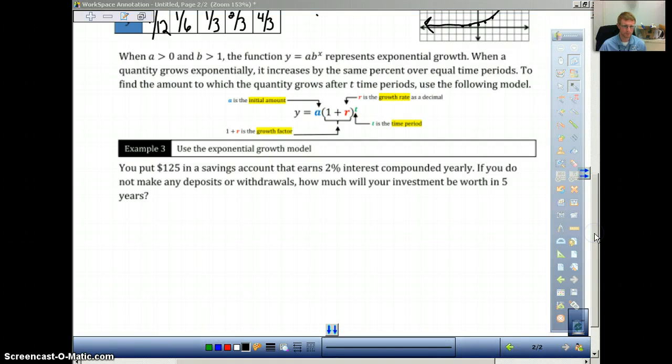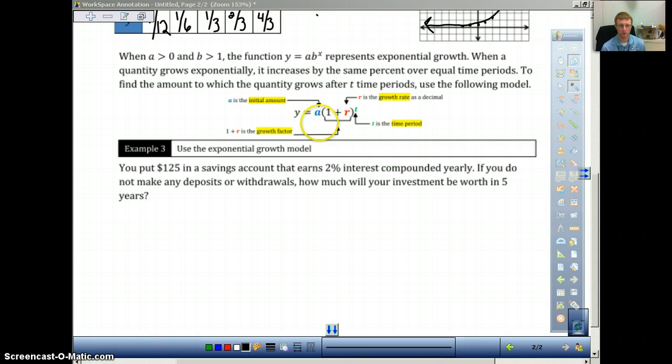Okay, the last part is, right here we have this paragraph that says when a is greater than 0 and b is greater than 1, the function a b to the x power represents exponential growth. When a quantity grows exponentially, it increases by the same percent over equal time periods. To find the amount to which the quantity grows after t time periods, use the following models. So here's what we have here. This is a function that will help us.